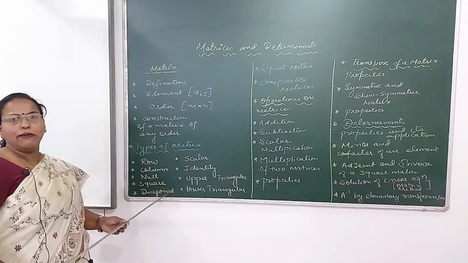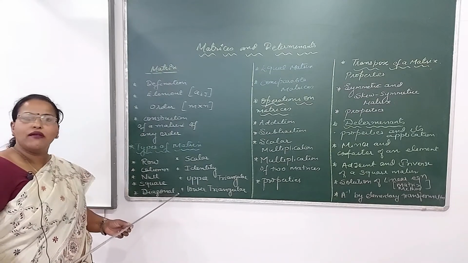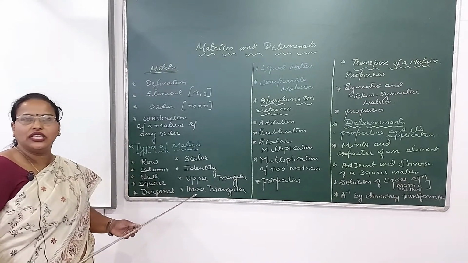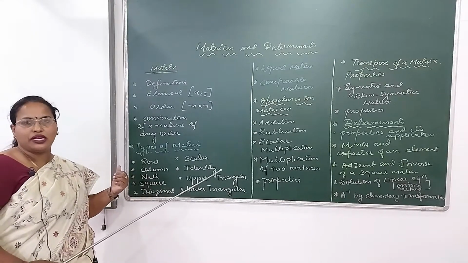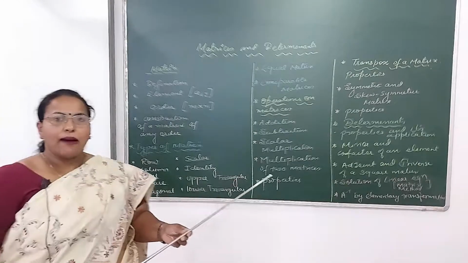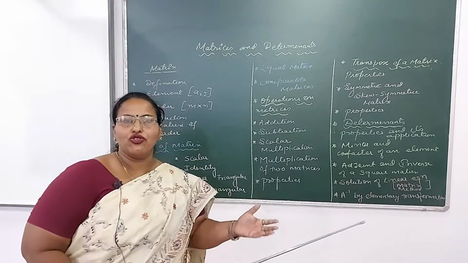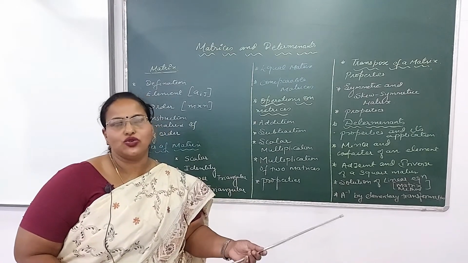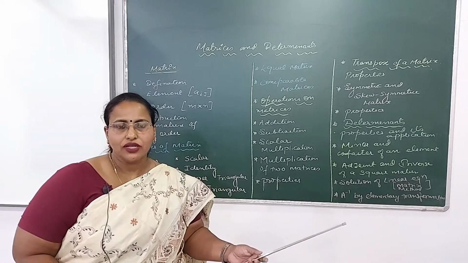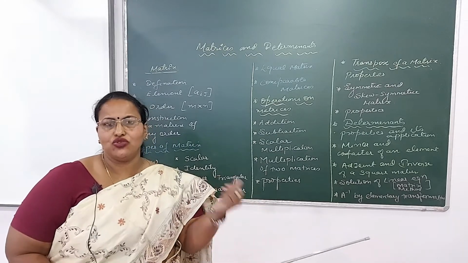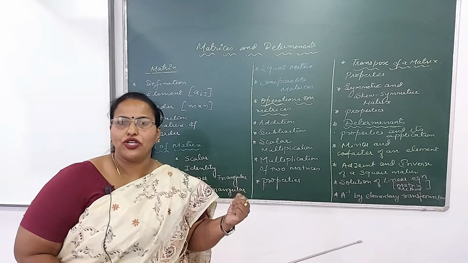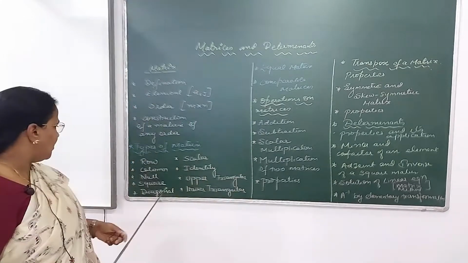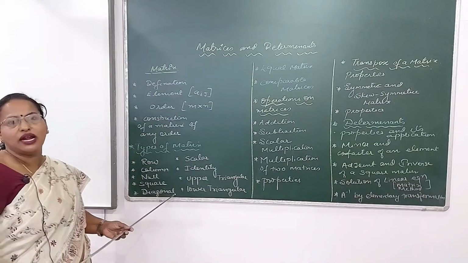Then comes a very important term, that is square matrix. Often you will be using this, and throughout the chapter we have used this square matrix. What is a square matrix? A matrix where the number of rows is equal to the number of columns is known as a square matrix. Like suppose if a matrix is having 2 rows and 2 columns, then that will be a square matrix of order 2. Okay. Now the next is the diagonal matrix.